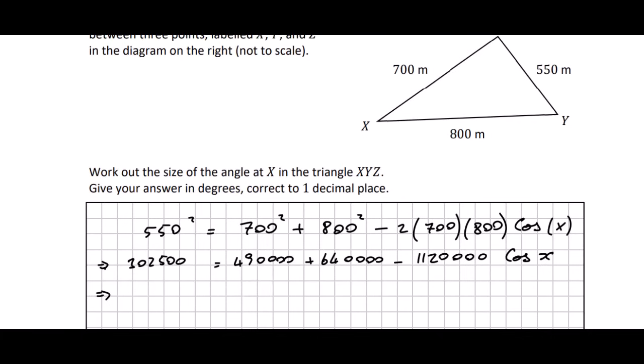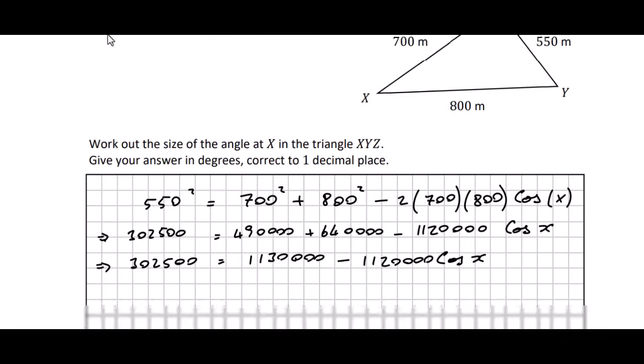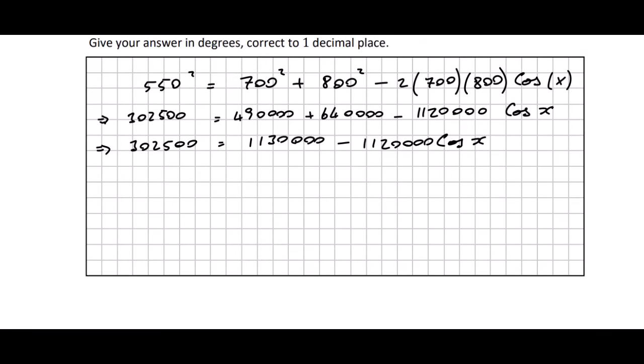Next line then, what I'm going to do is add these 2 here. So I'm going to add those 2 first, and then I'm going to bring it over to the other side. So I've got 302,500. Add these 2 here, you get 1,130,000, then minus 1,120,000 cos X.